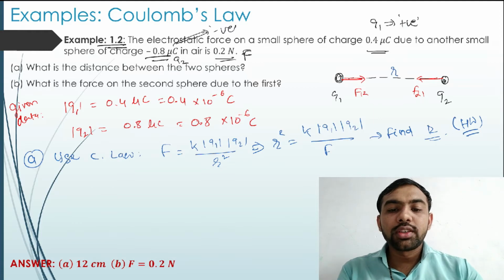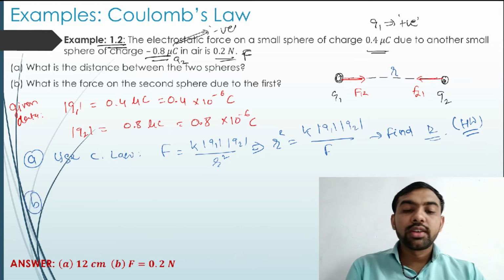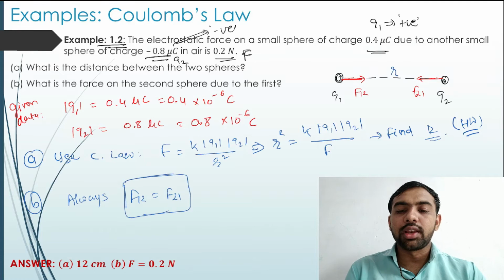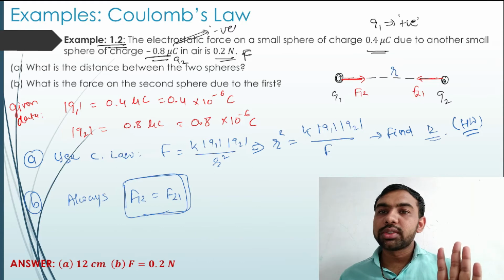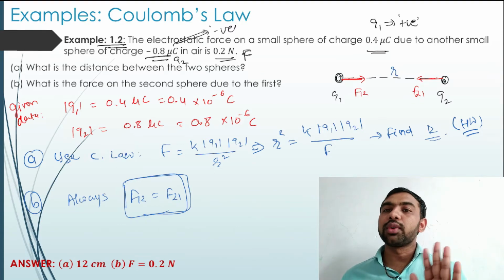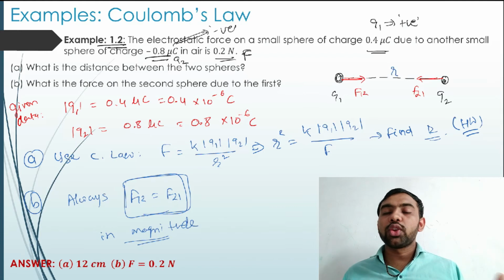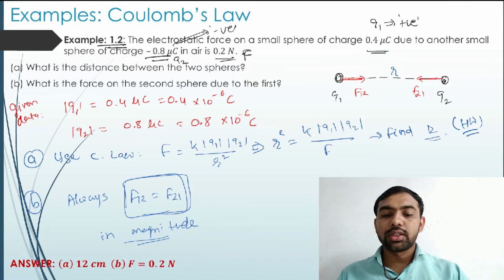Now what is the second problem? What is the force on the second sphere due to the first? So in the second case, F12 is equal to F21. In magnitude both forces are equal and only opposite in direction. So F12 is equal to F21 in magnitude. If you want the direction, then you have to take the opposite. In magnitude both forces are the same, as we discussed in the vector form of Coulomb's law. Okay, all of you must note this example, then after that we will go to the next. Okay, note it.